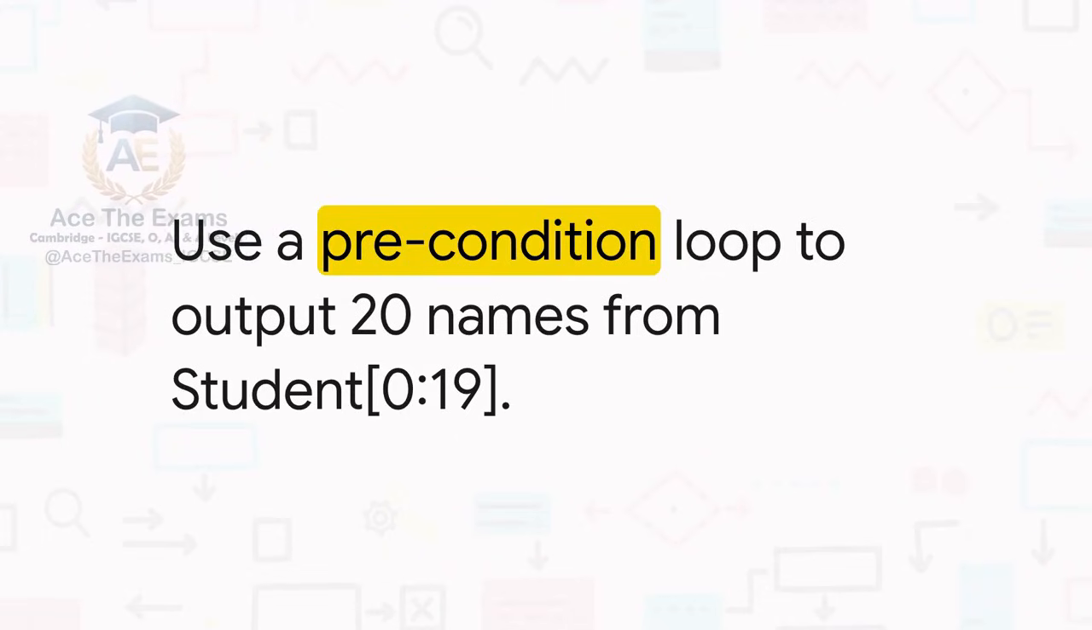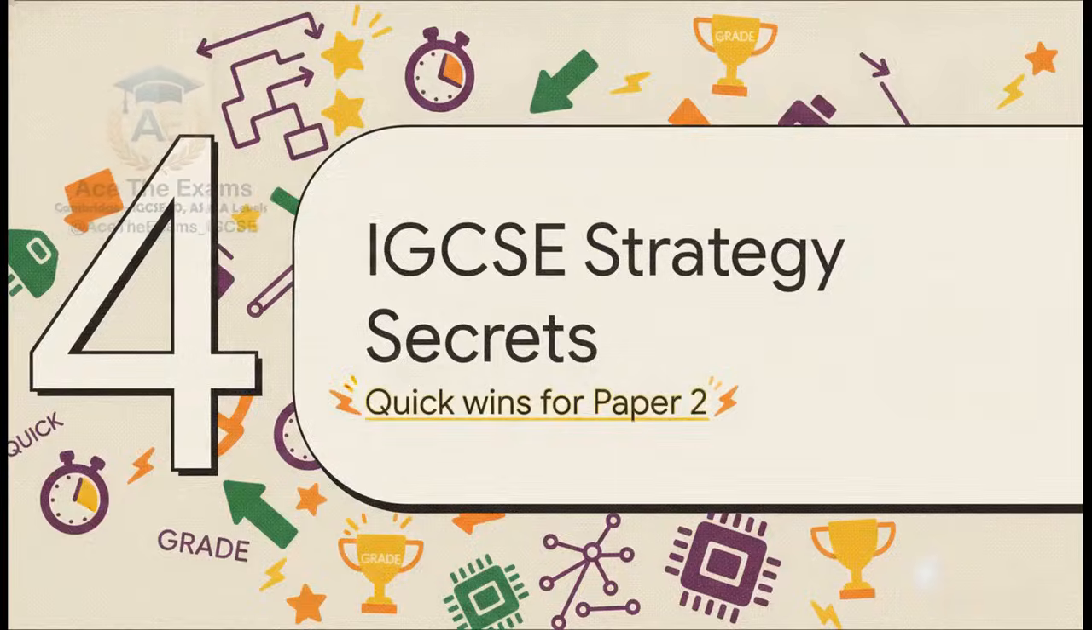The real examiner clue here is identifying those array bounds, 0 to 19, and making absolutely sure your decision shape tests that exact boundary before execution. Let's hit Section 4, IGCSE Exam Strategy Secrets, Quick Wins for Paper 2.